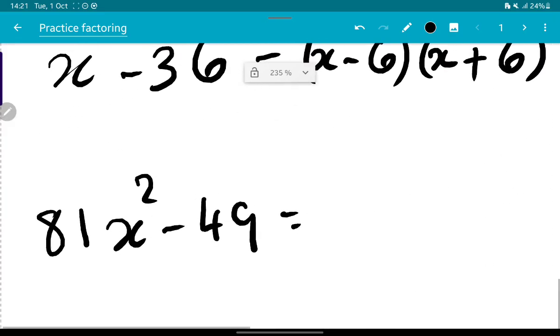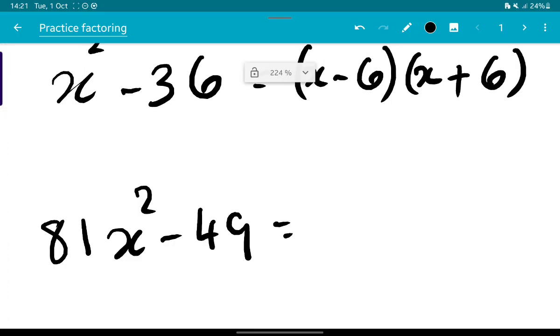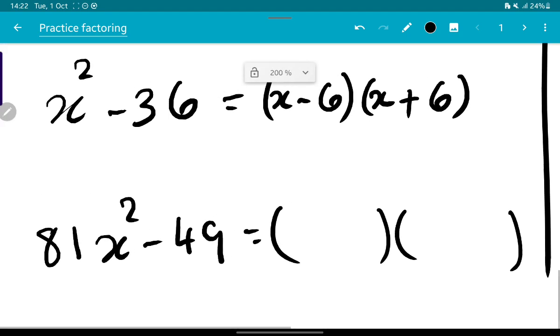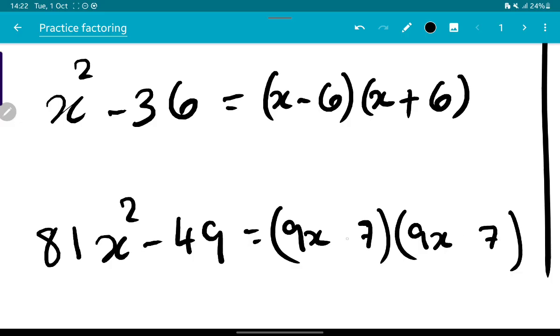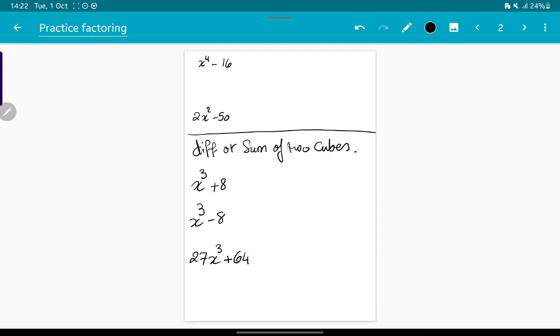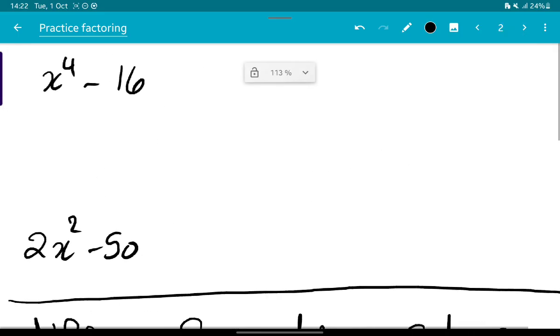Here we have a different example of factoring the difference of two squares. We have two squares, two brackets. 81 is 9 times 9. x squared is x times x. 49 is 7 times 7. One positive, one negative. You can write negative 7, positive 7 in any order. Can you find the product or the factoring form of this one?